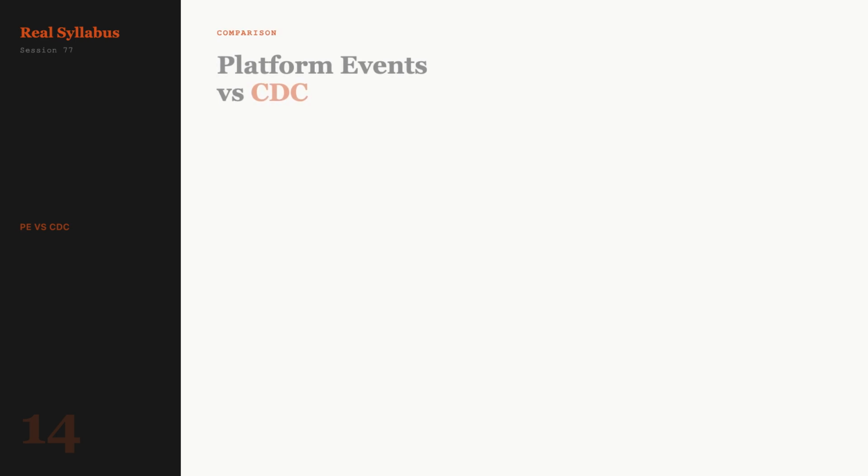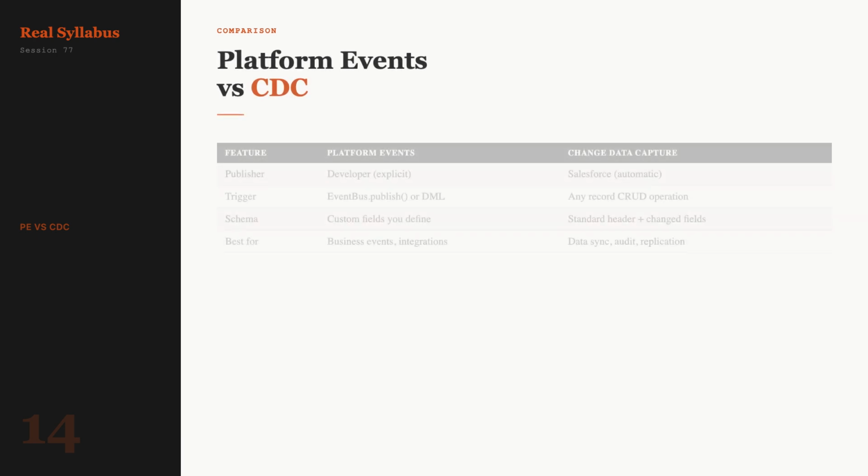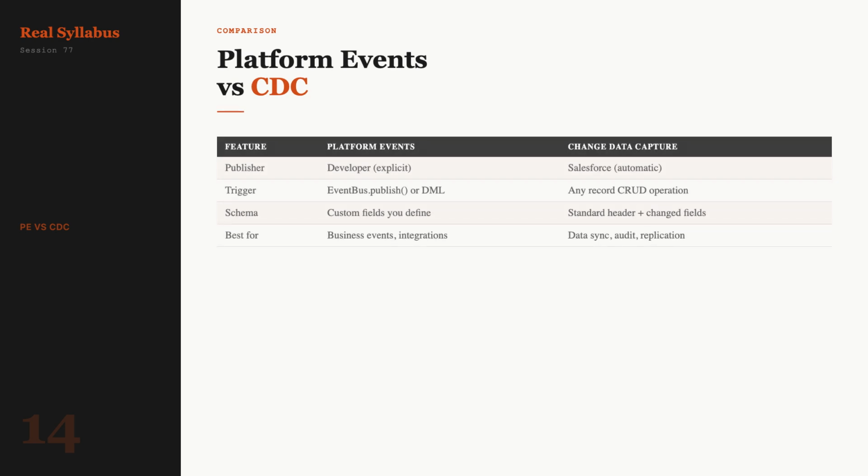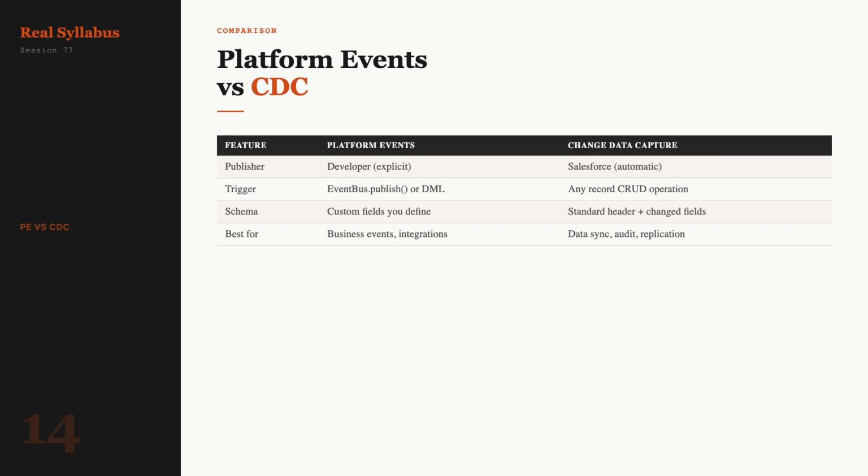Platform events versus legacy outbound messages. Outbound messages are SOAP-based, workflow-only, synchronous, single endpoint. Platform events are asynchronous, any publisher, any number of subscribers, CometD, and REST. For all new integration work, platform events are the correct choice.